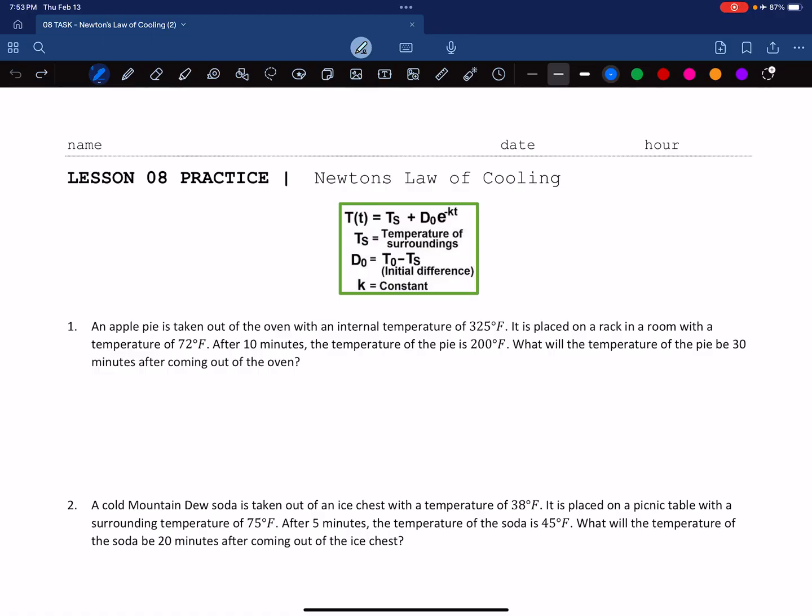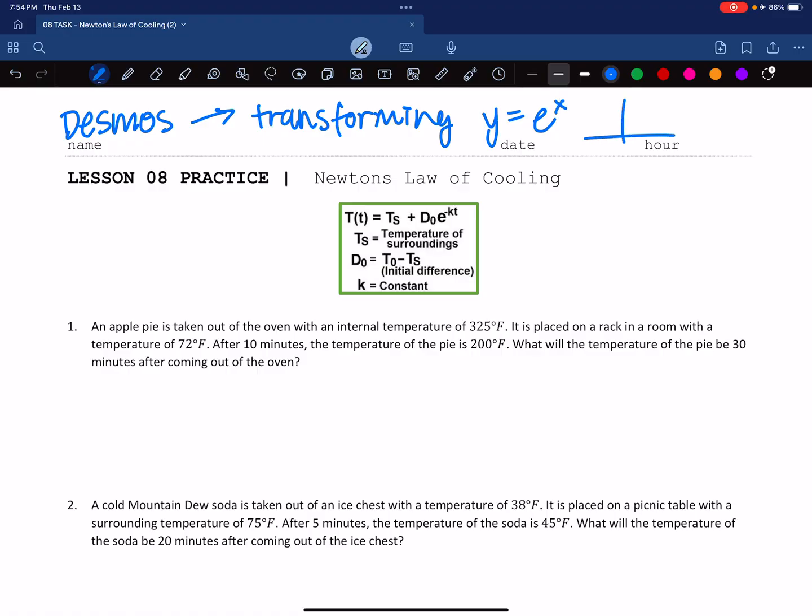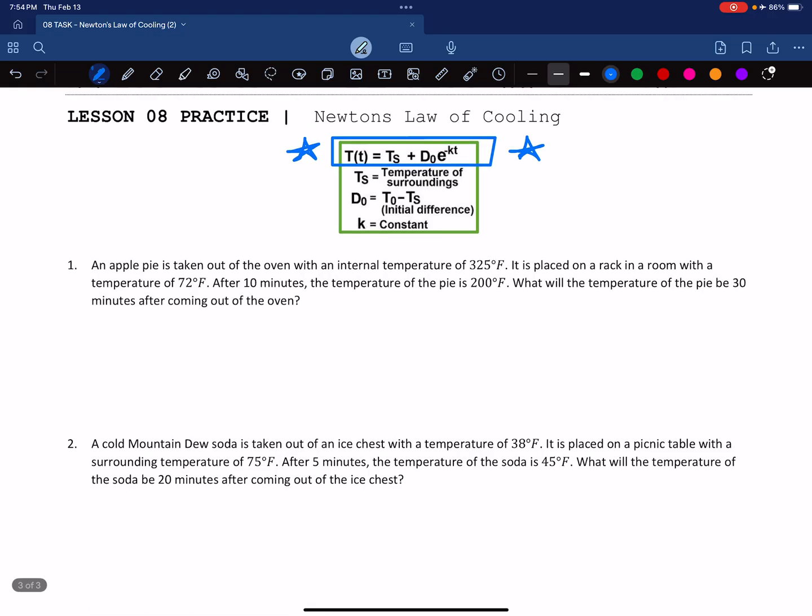All right, so in our previous activity, we did our Desmos task where we were using transformations. We were transforming y equals e to the x, our exponential graph, and we realized we could use transformations to fit something. It was like a cup of coffee cooling down to the outside temperature, and we made a formula. Here's a version of the formula we used through transformations. So we're going to apply this to some different types of scenarios.